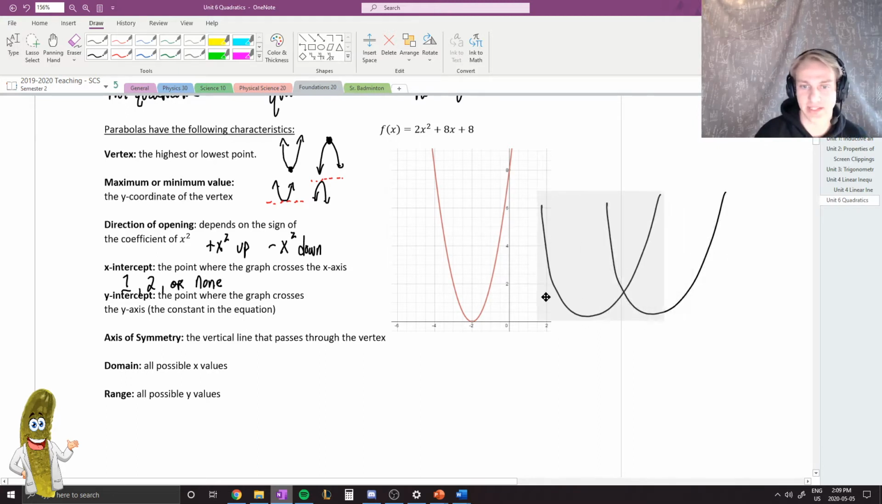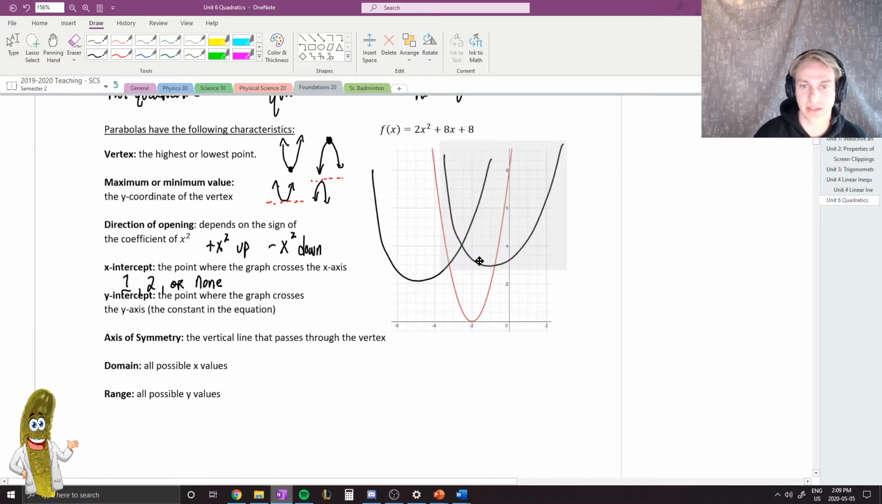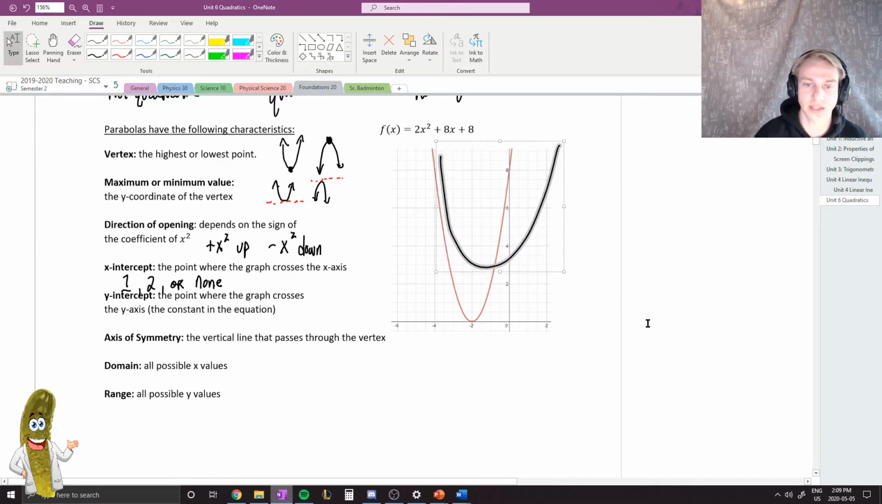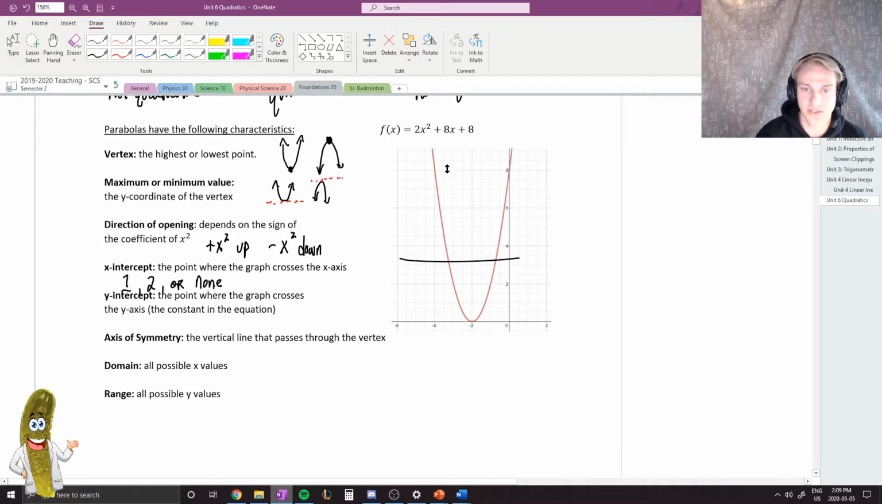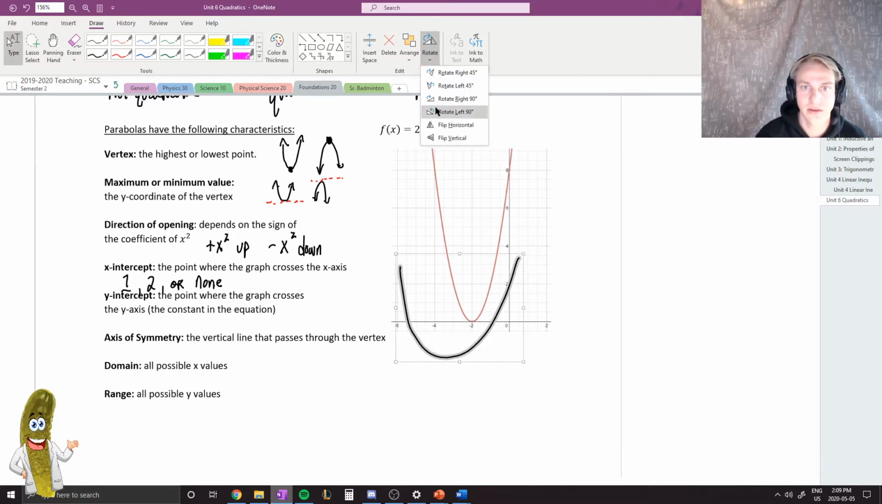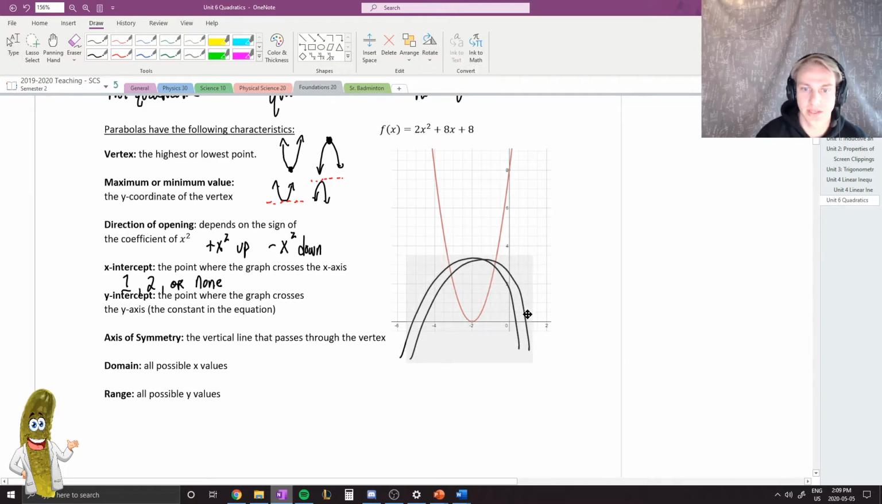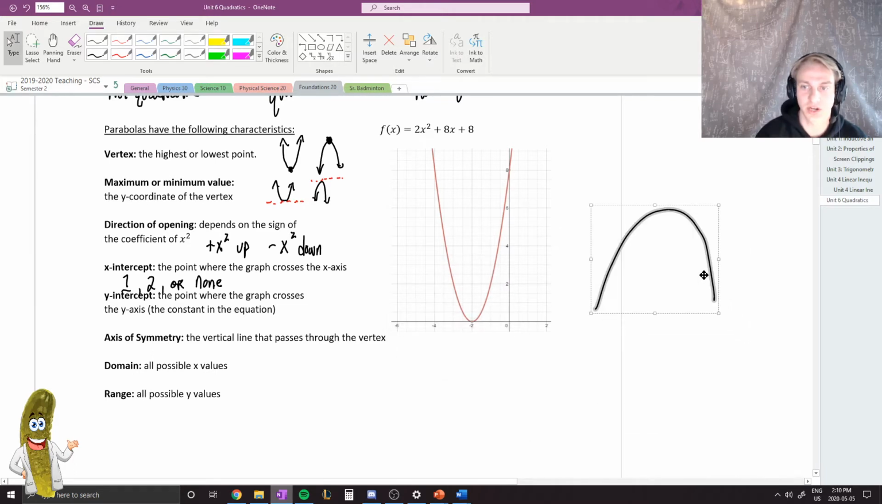We could have 0 x-intercepts. If our parabola is floating up here like this, it doesn't ever cross the x-axis, and so there are 0 x-intercepts. The last alternative is that it crosses the x-axis at 2 points. And that would be if our parabola curved below the x-axis and then curved up. Conversely, it could also be rotated, so we could flip it vertically. It could be like this, or like this, or it could be down here. And those would be our 3 cases for x-intercepts.